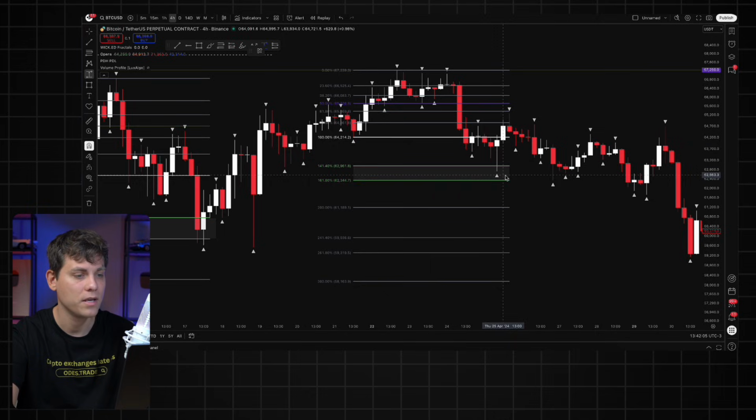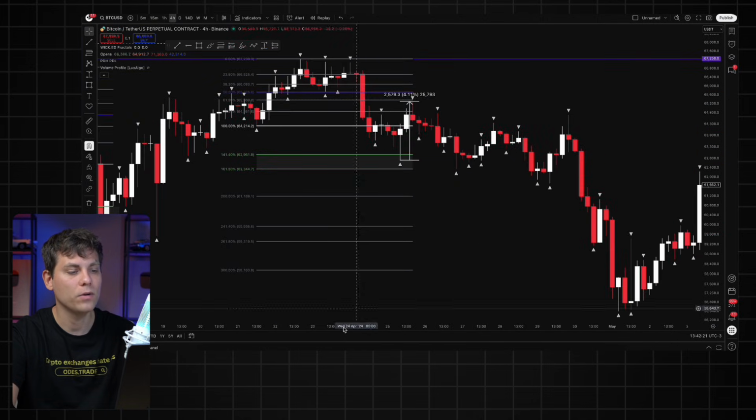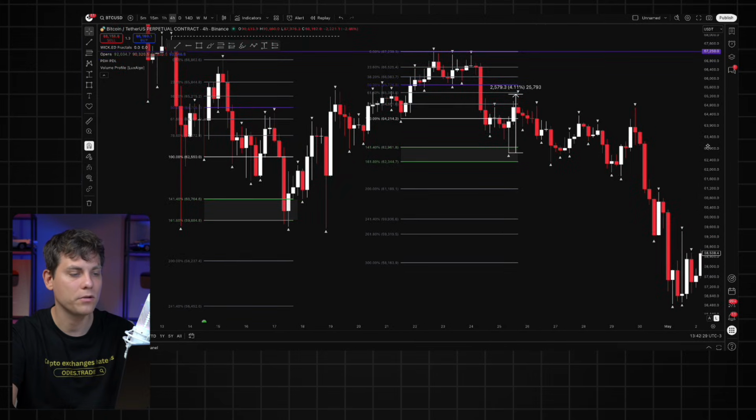Remember how I said in the previous example that the grid always reaches at least the 100% level. This level right here, and here, the same thing happened. It even moved higher, meaning you could have taken the scalp long position. Next, we see that after taking profit, the price goes lower.